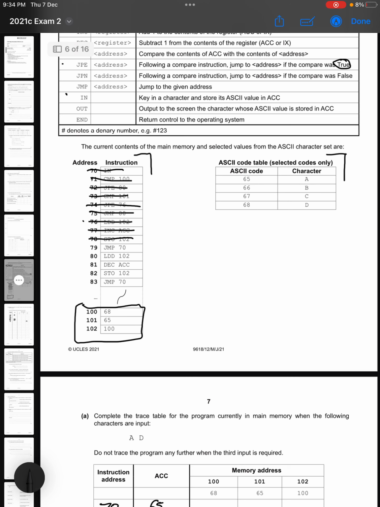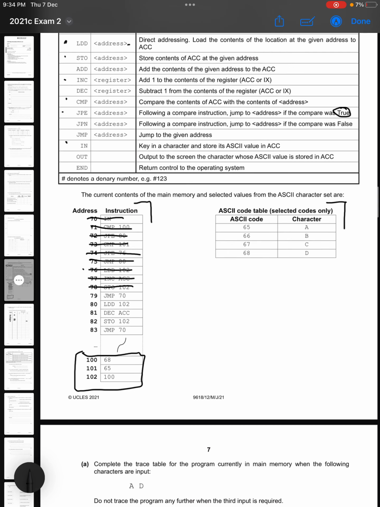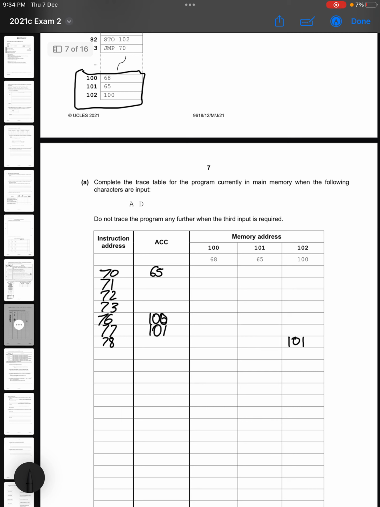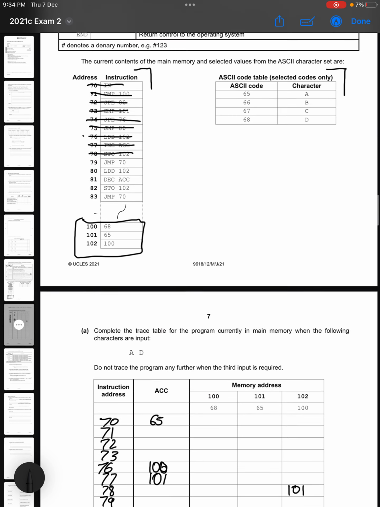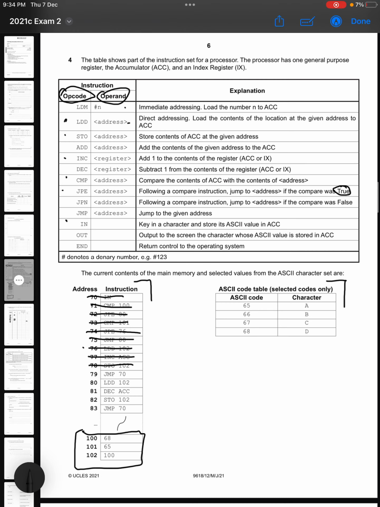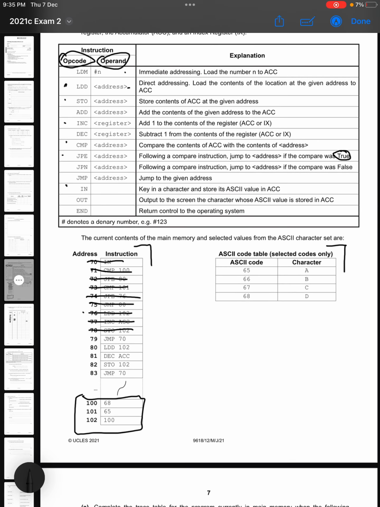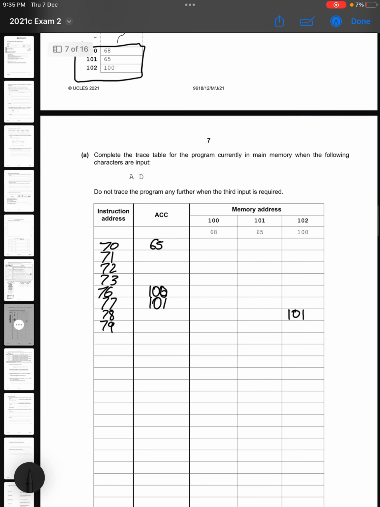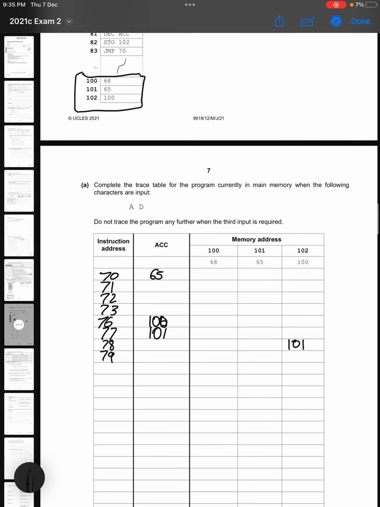Put a line through that because we've completed that. Now we go to the next address, 79. Jump to address 70 now. So we jump to address 70. So we did that. We completed that address. So we still put 79 there. And so we jump to address 70.